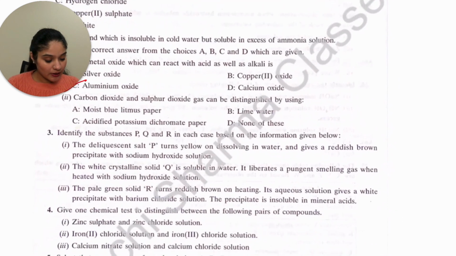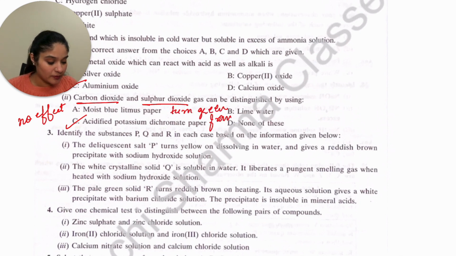Now moving on, carbon dioxide and sulfur dioxide gas can be distinguished by, so moist blue litmus paper, no. Lime water, no. Then acidified potassium dichromate paper, yes. So carbon dioxide will have no effect on it, whereas sulfur dioxide will turn it green. This is why we can use acidified potassium dichromate. So CO2 will have no effect and sulfur dioxide will turn it green from orange.